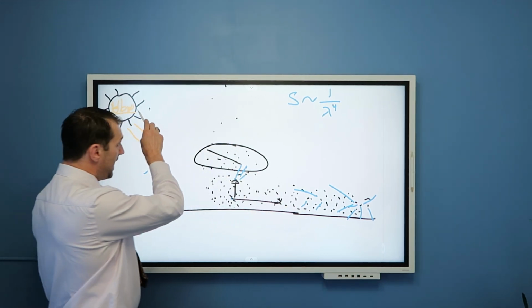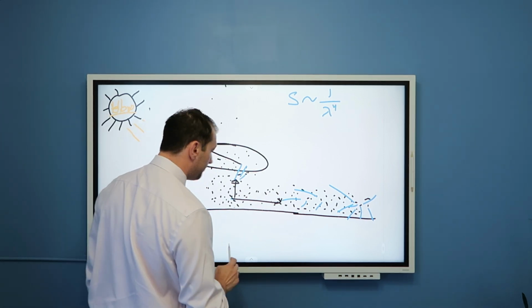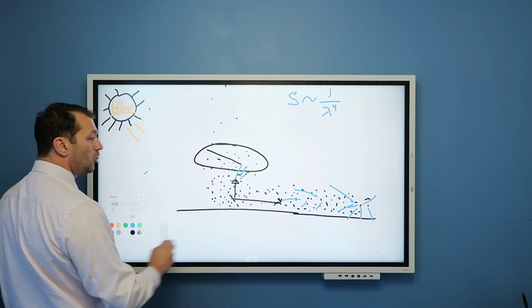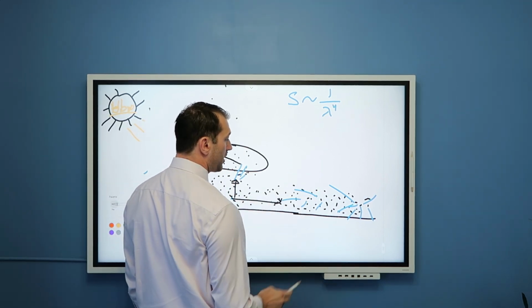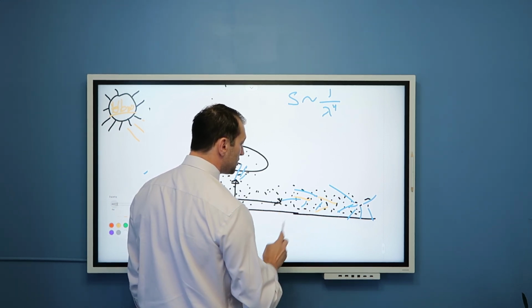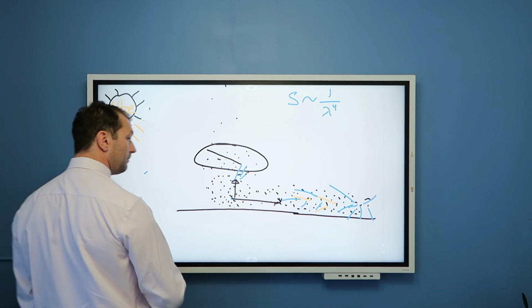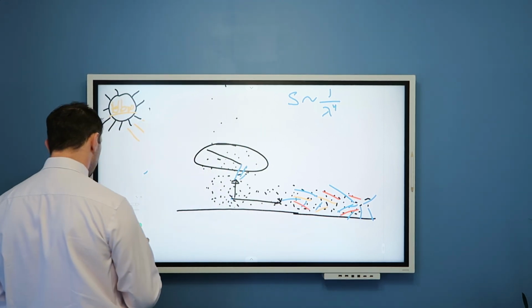Now, some of the light that is coming from this direction, again, is more likely to be blue. But because there are so many molecules and atoms to scatter light, although the blue light is more likely to be scattered, there are so many occasions in which yellow light will be scattered, as well as red light, as well as green light.